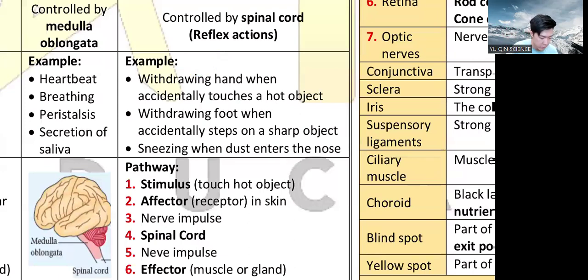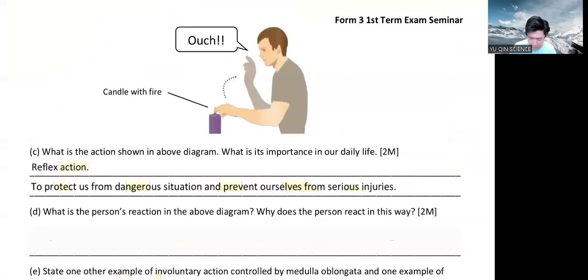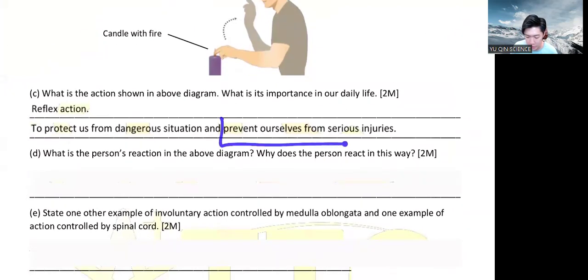First mark, got him. Second mark: why does the person react this way? That means why you withdraw your hand. Very similar to this, but because now it's asking about fire, we want to be more accurate. Why withdraw hand from fire? Because it's hot, you want to protect yourself from being burned, or being scalded.